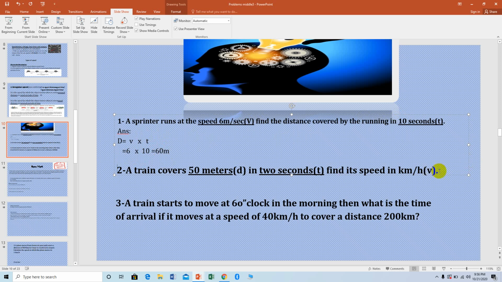Let's go to another problem. A train covers 50 meters in 2 seconds. Find the speed, but this time he wanted it in kilometers per hour. At the beginning we are going to find the speed in meters per second. So we say V equals D, which is distance, divided by T. And we substitute: equals 50 divided by 2, equals 25 meters per second.